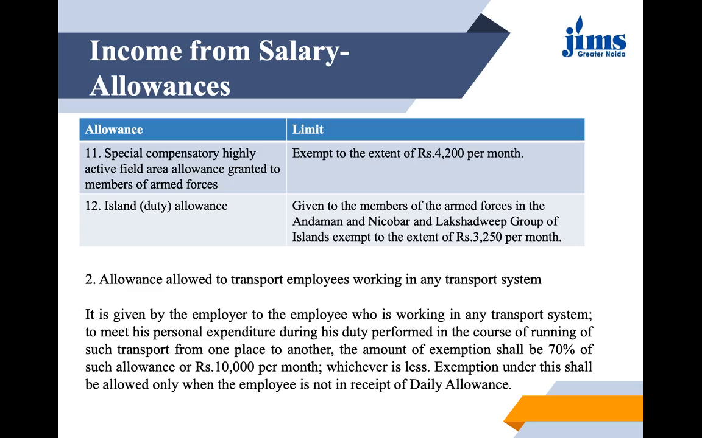The second category begins here, the allowance which is allowed to transport employees working in any transport system. It is given by the employer to the employee who is working in any transport system in order to meet his personal expenditure during his duty, which is performed in the course of running of that particular transport company from one place to another, and the amount of exemption shall be 70% of such allowance or rupees 10,000 per month, whichever is less.